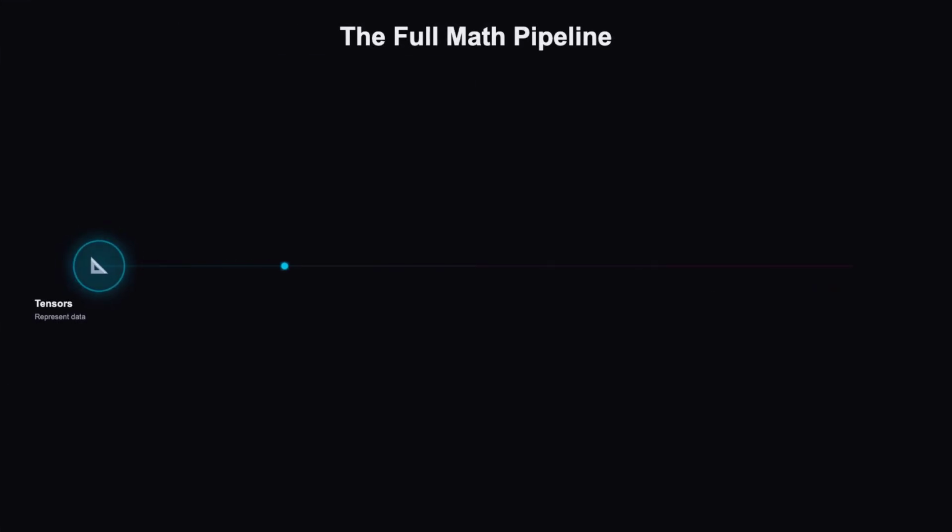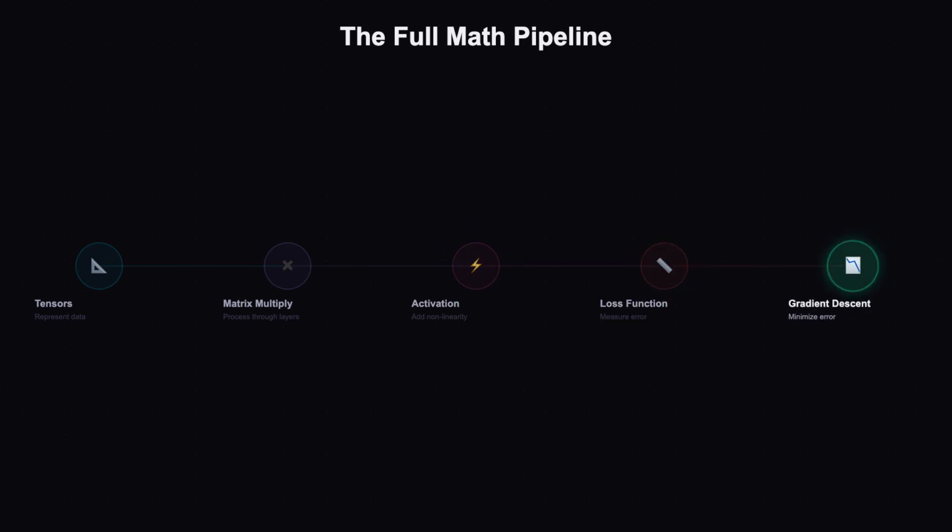Let's put it all together. Data is represented as tensors using linear algebra. It flows through the model via matrix multiplications. Activation functions add nonlinearity. The loss function measures error using probability. And gradient descent uses calculus to minimize that error. That's the entire mathematical backbone of AI in 5 steps.